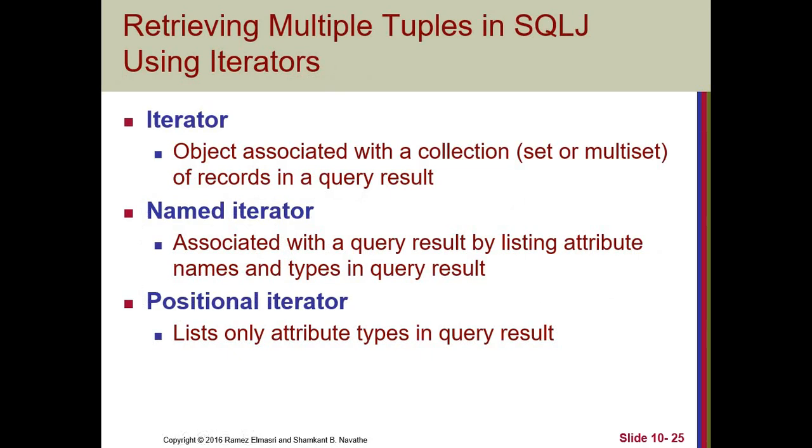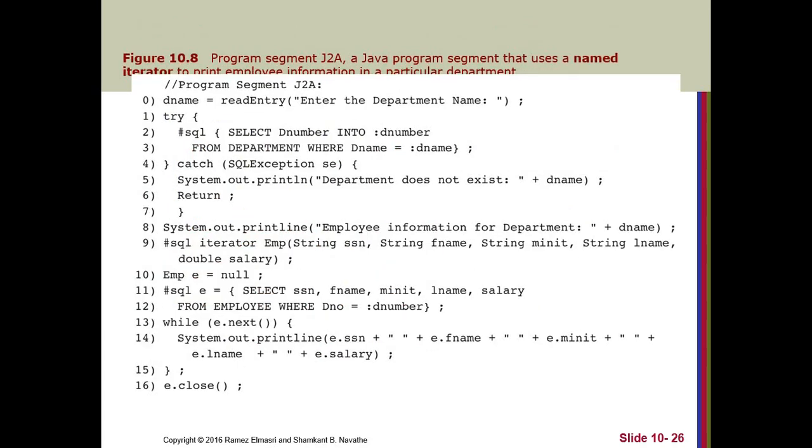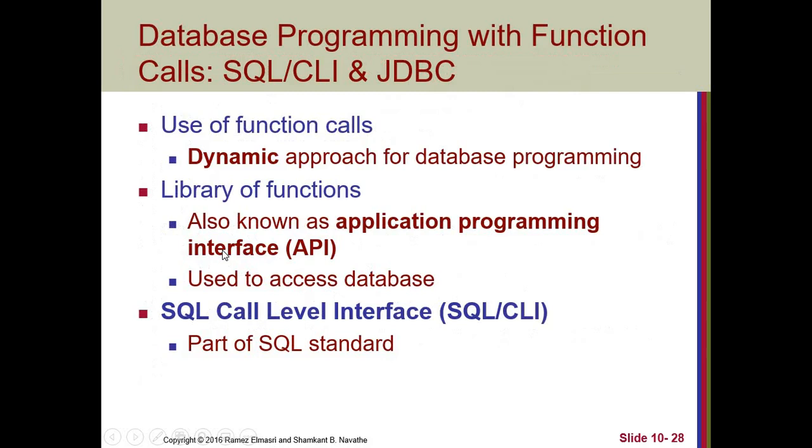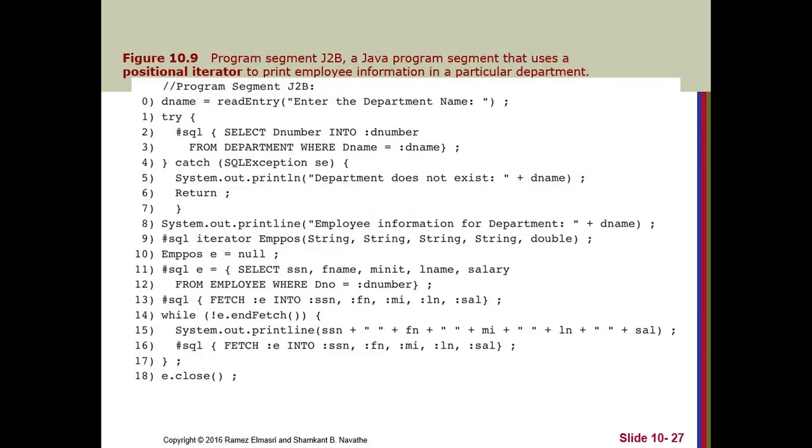There are 3 types of iterators in SQL Java. In Java, we only tend to use a regular iterator. Here, we have code for a named iterator. Notice the code on line 9. All our attributes are listed. Here, we have code for a positional iterator. Notice the code on line 9, where only attribute types are listed, not attributes and types like a named iterator. Just the attribute type.